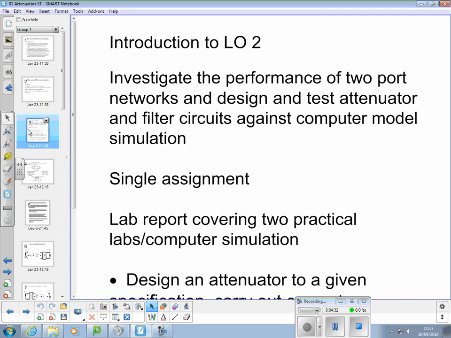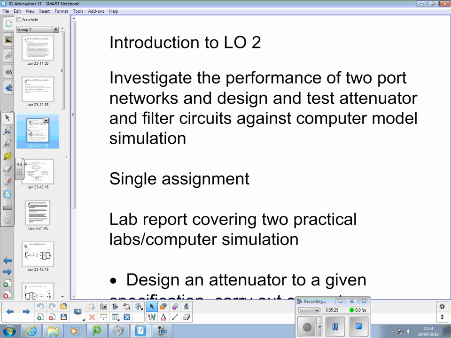So, introduction to learning outcome 2. You're going to investigate the performance of 2 port networks, and design and test an attenuator and a filter circuit against computer model and simulation. For each of those circuits, you'll come up with an ideal design. You'll be given a specification for an attenuator and a specification for a filter, and you'll come up with the ideal design solution. Then you'll select preferred value components, because they don't make 113.6 ohm resistors, if that's what you need, so you pick the nearest value. You then simulate your preferred value circuit and see what the computer simulation tells you you should be getting.